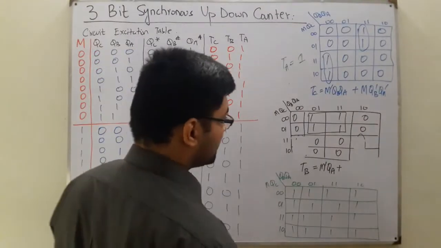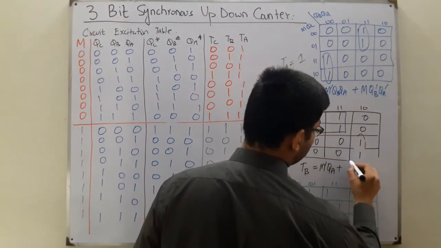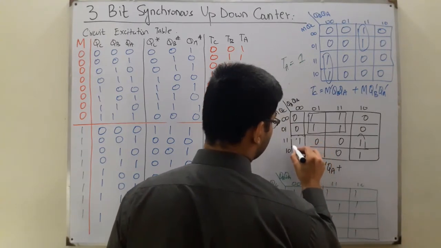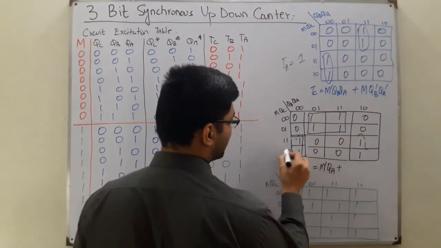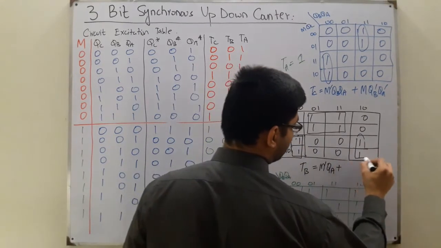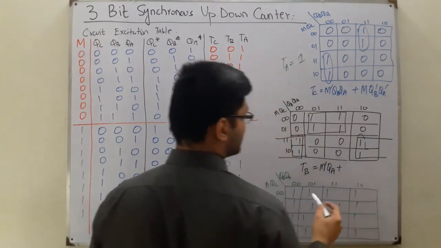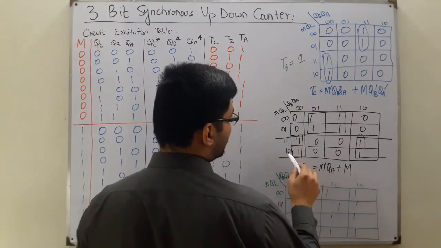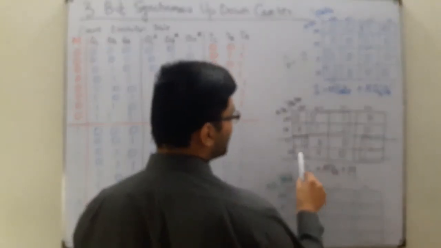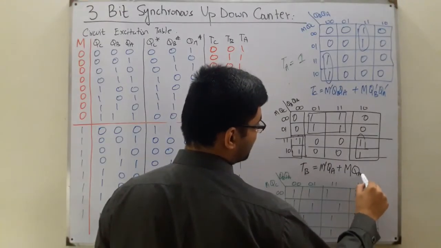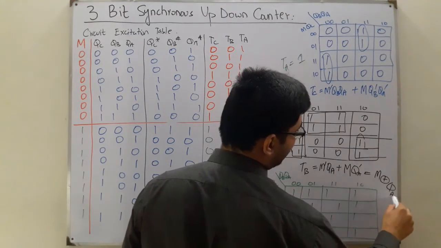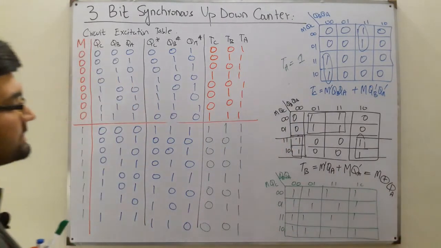So this is like this. You have a 1, 1, fine. And you have a 1, 1 over here. So you can group this by the map rolling like this. This and this. So in this scene now, M is not changing. QB is changing and QA complement is not changing. So this is M exclusive OR QA. Fine. And TC is equal to 1.